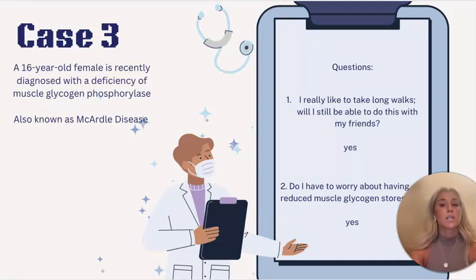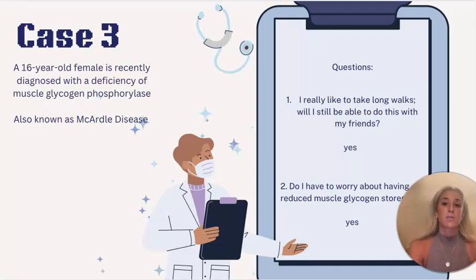My next question is, do I have to worry about having reduced muscle glycogen stores? So my answer would be yes. Reduced muscle glycogen stores can be a concern. When glycogen levels are low, your muscles cannot produce ATP rapidly enough to sustain exercise intensity, leading to fatigue. So some specific issues to be aware of: you might experience fatigue, muscle pain, and cramps within the first few minutes of exercise due to limited energy availability.